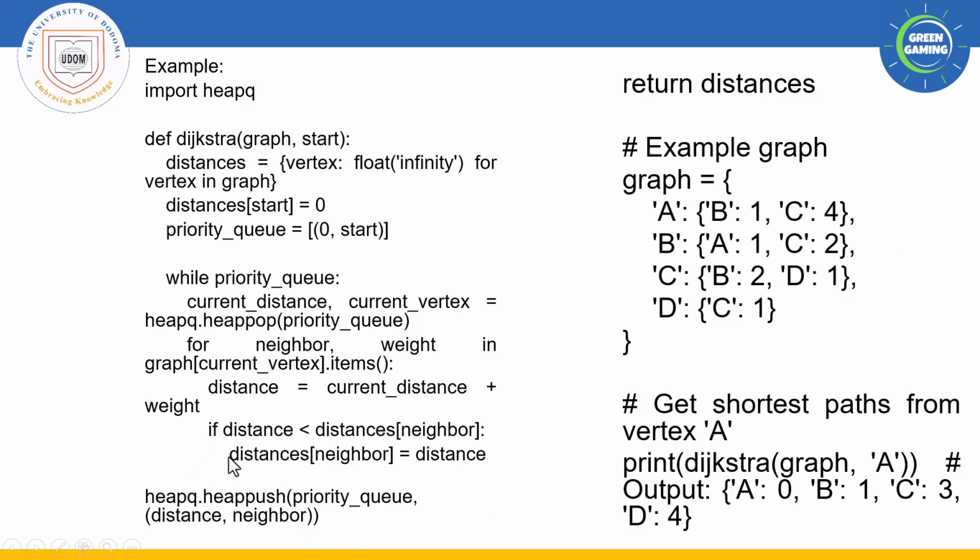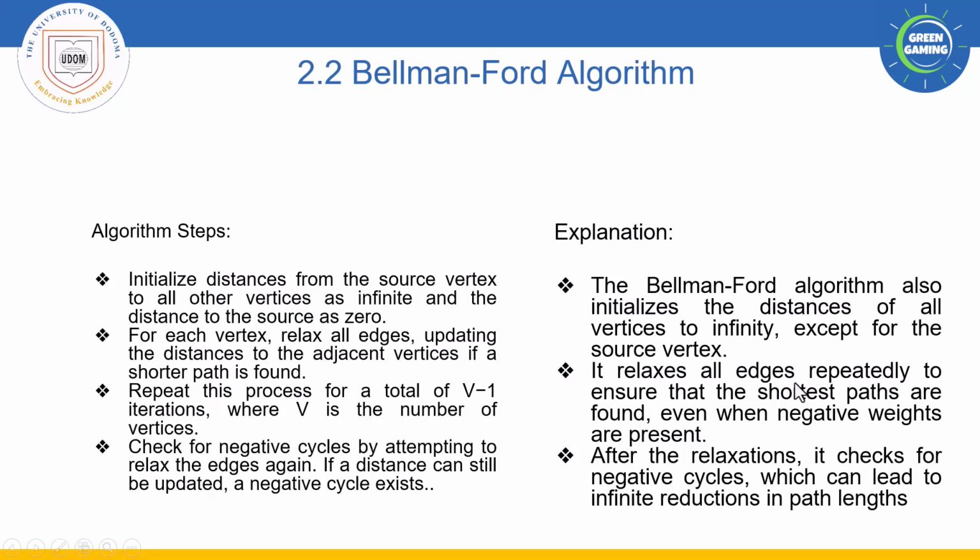At this part, if the distance we are calculating is less than whatever distance we currently have, then we take that distance and push it to our priority queue. So in our priority queue now, we will set C to 3 and not 4. Then we do the same thing for D. Yeah, so that is our shortest path algorithm using the Dijkstra algorithm.